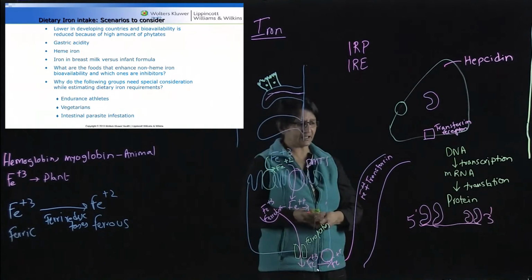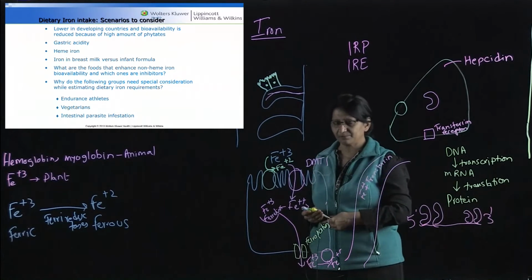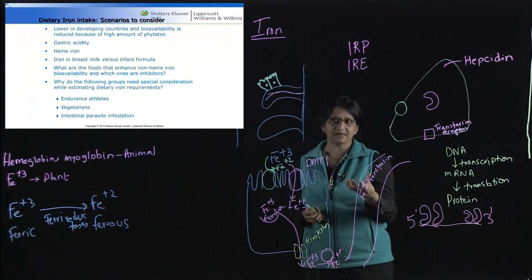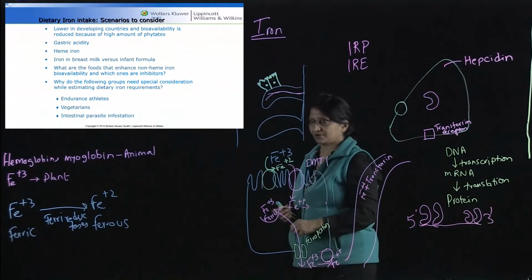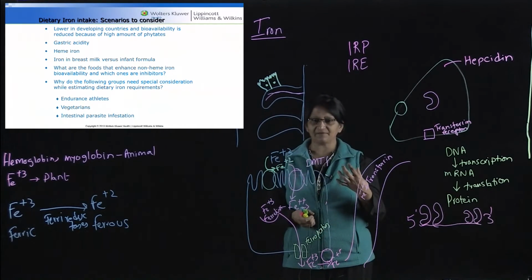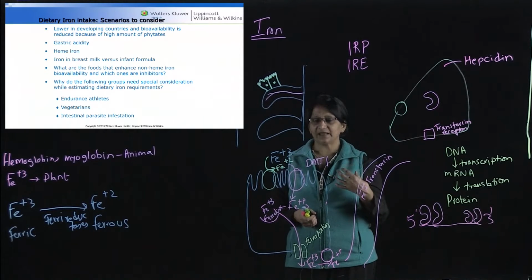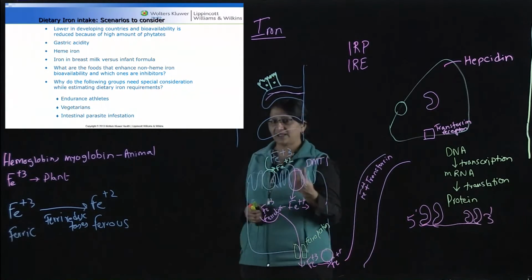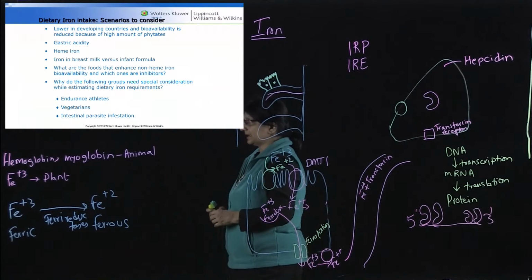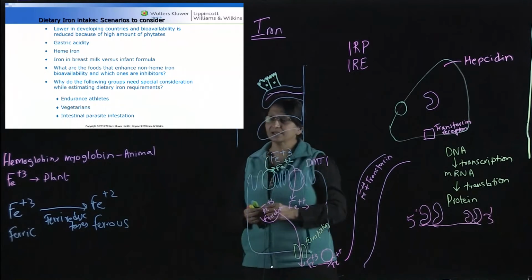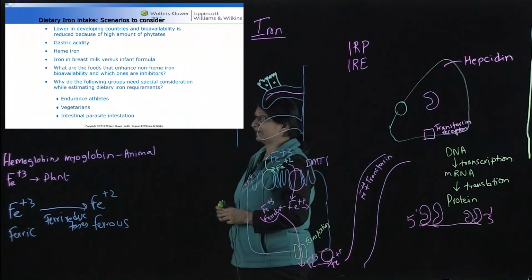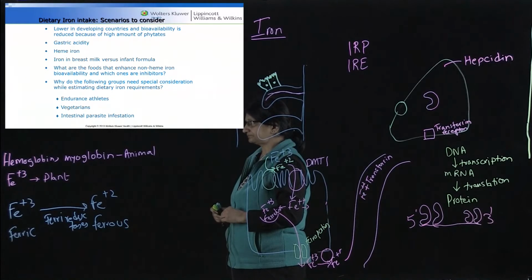And part of the reason for that is around the world, wherever people subsist on vegetarian diets, the high amounts of phytates and fiber in the diet reduce the absorption of iron without any doubt at all. Gastric acidity, you have to have enough of an acidic environment to make sure that you're able to keep the iron in the right form for it to be able to be absorbed. And then heme iron, like I said before, if you're able to consume red meats, then you should be able to better absorb the iron that's available.